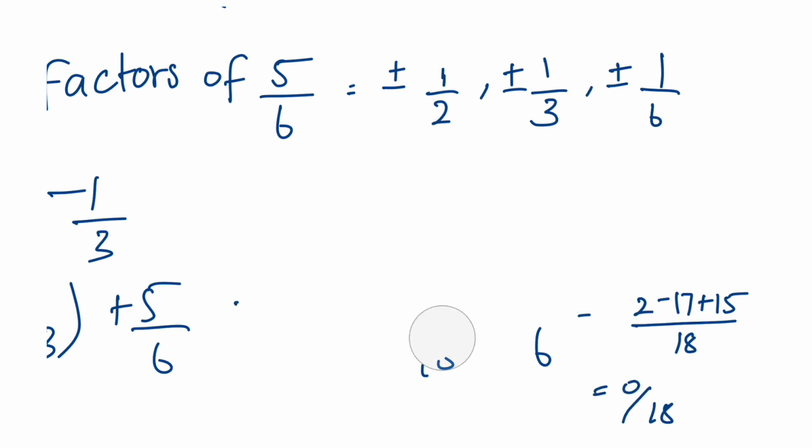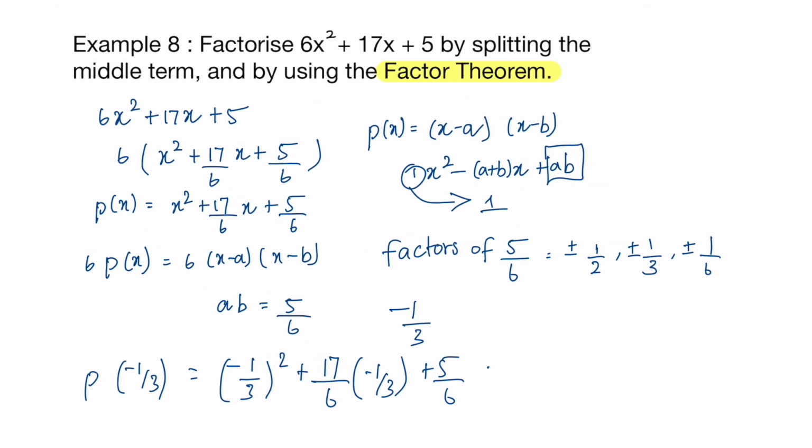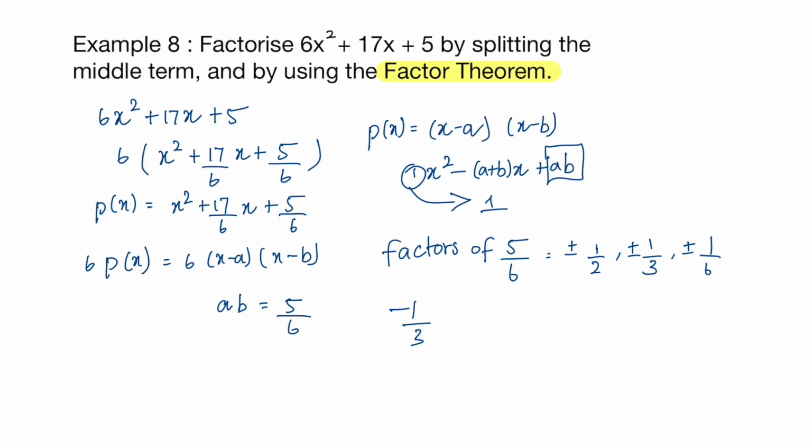So minus 1 by 3 is in fact a 0 of this polynomial. P of minus 1 by 3 is equal to 0. Now with that, what you can tell is x plus 1 by 3 is a factor.